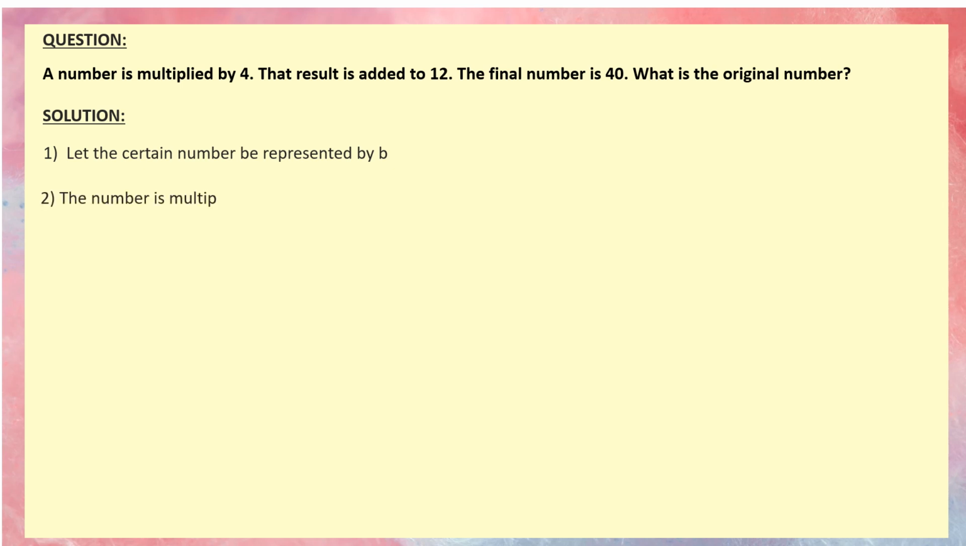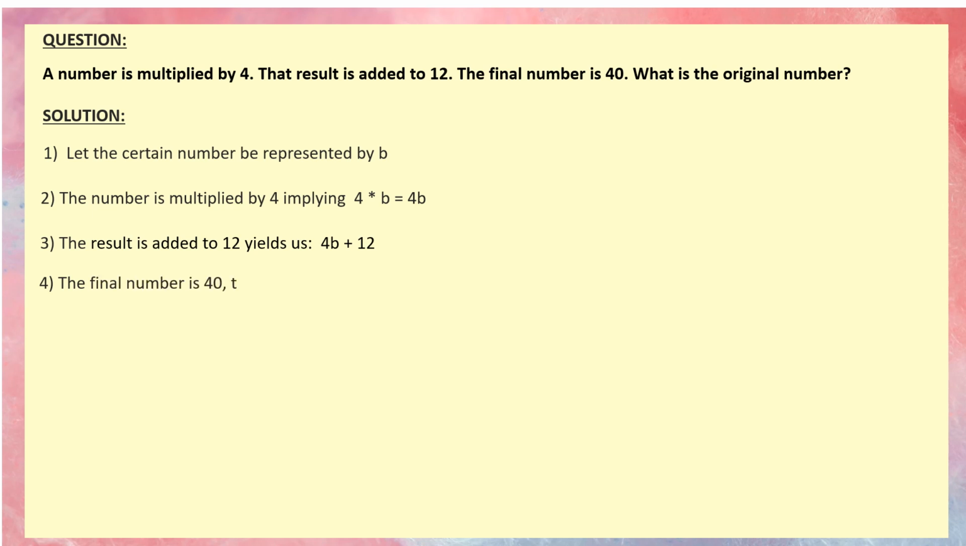The number is multiplied by 4. And in this case, we know that our variable is b. So if we're multiplying 4 by b, 4 times b is 4b. The result is added to 12. So what we're going to do is simply 4b plus 12. And then our final number is 40. What we're saying is that 4b plus 12 is equal to 40.